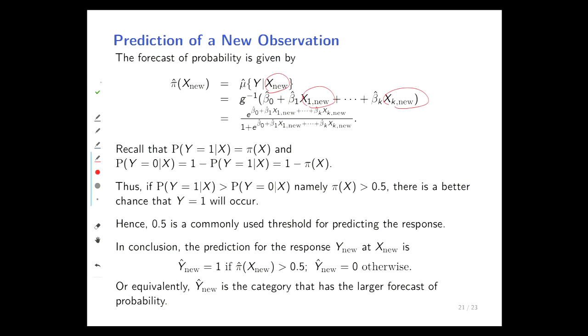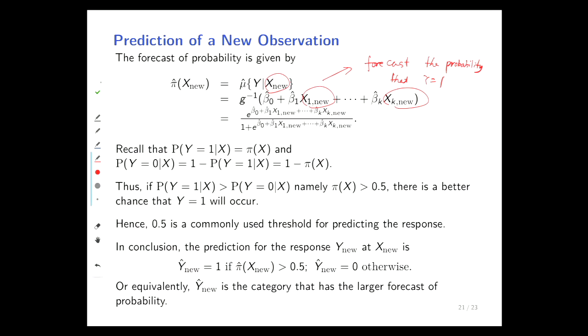So by doing that, we can forecast the probability that y equals 1. If we can predict the probability of y equals 1, we can also predict the probability that y equals 0, right? Because we only have two categories, 1 and 0, for the response variable.